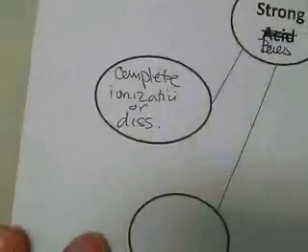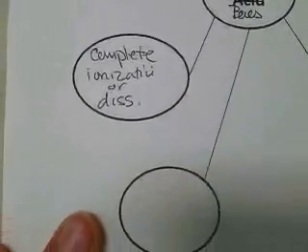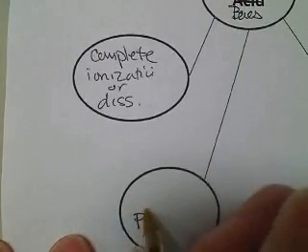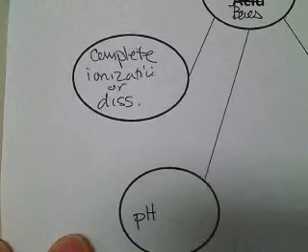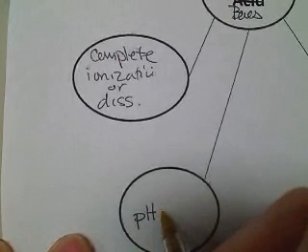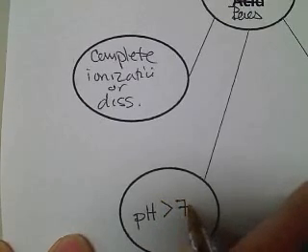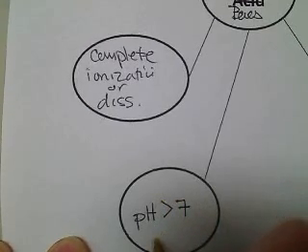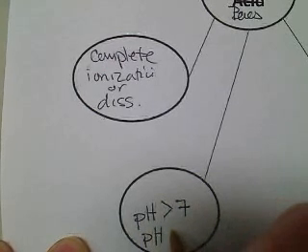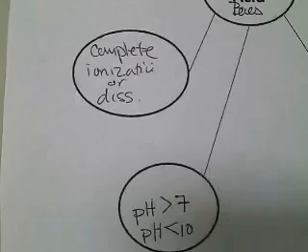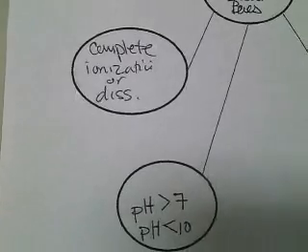And last but not least, we're going to say that the pH here is going to be greater than 7, okay? But it's going to be less than, let's say, about, what am I going to go with? Maybe 10, something in this range, okay? And these vary just a little bit.